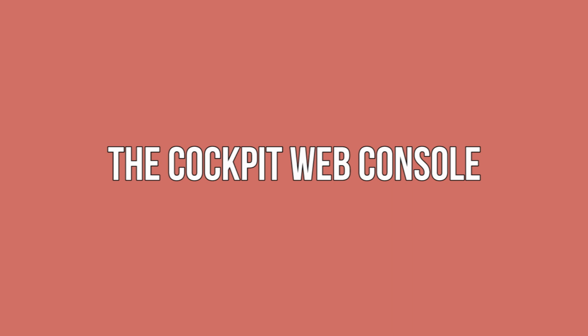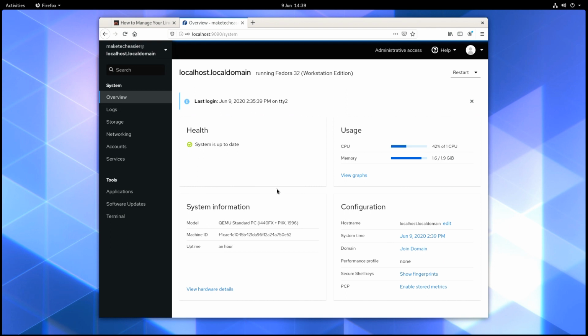The Cockpit web console. From here, log in with your typical username and password and you'll be greeted with a friendly overview. You can see various information, including your host name for network communications, system information, resource usage, and various navigation elements. Use this information to look at logs, storage, networking information, and more.